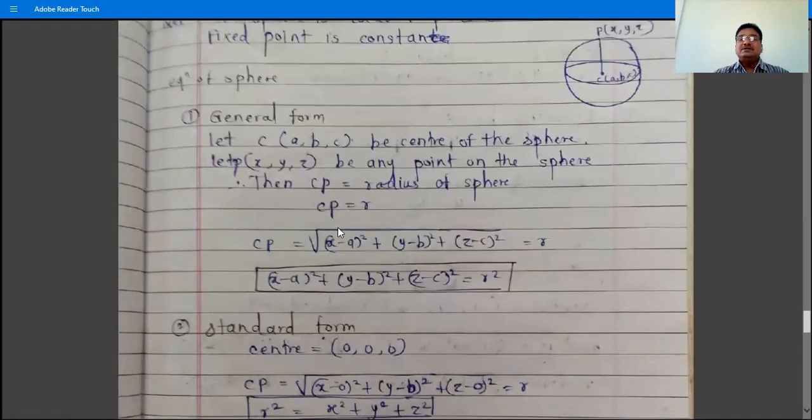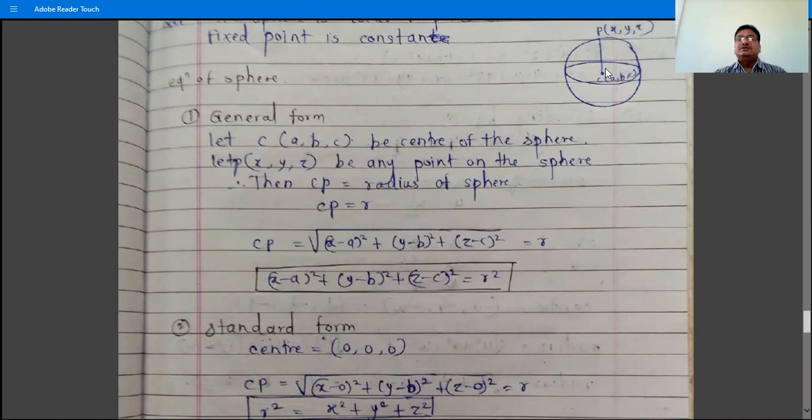Then what is CP? The distance between C and P by using the distance formula is root of (x minus a) whole square plus (y minus b) whole square plus (z minus c) whole square, and it is equal to r. So squaring both sides, what do we have? (x minus a) whole square plus (y minus b) whole square plus (z minus c) whole square is equal to r square. This is called the center-radius form, or the general form of the equation of a sphere.